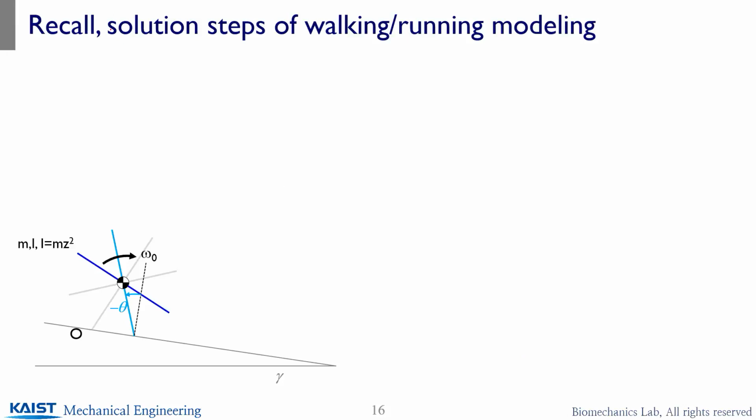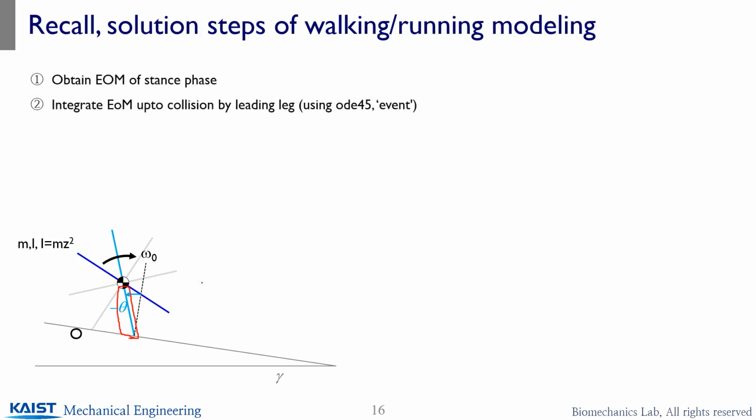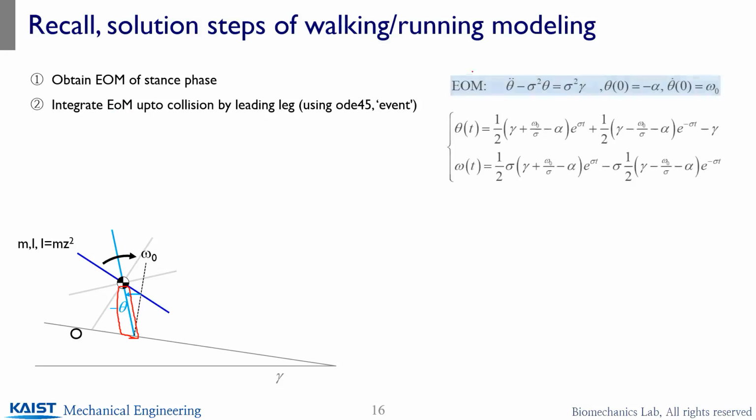So if I recall the solution steps for solving the walking model, we have two stages. The very first stage is solving the single support phase, where this light blue leg is rotating forward. So obtain the equations of motion for the stance phase, which is just a simple inverted pendulum with gravity as the external force source in this setup. And you can have a complete analytical form of theta and omega. So you can solve this up to the point where the collision occurs.